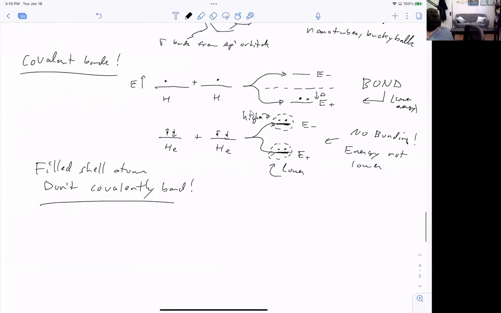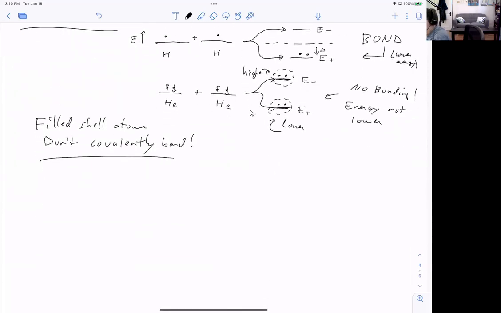But we can make crystals of filled shell atoms. Like, for example, if I take argon, which is a filled shell atom, argon is a filled shell. It goes from the 1s2 all the way up to the 3p6. It's a filled shell.